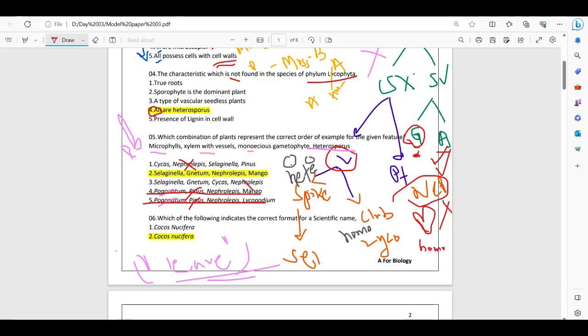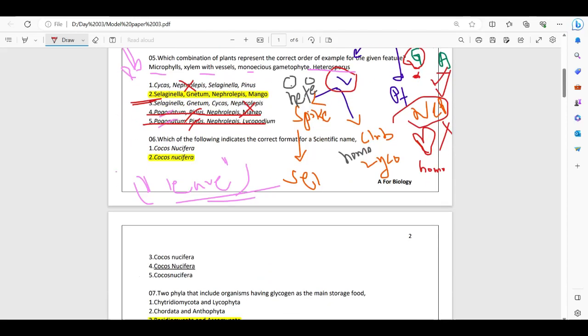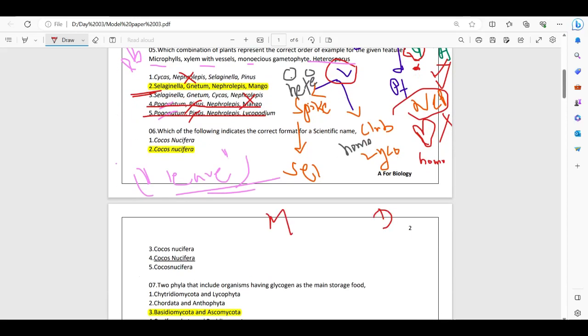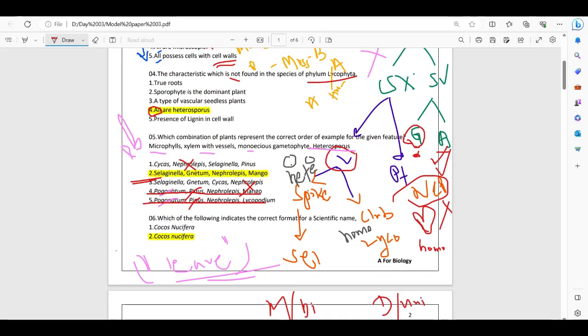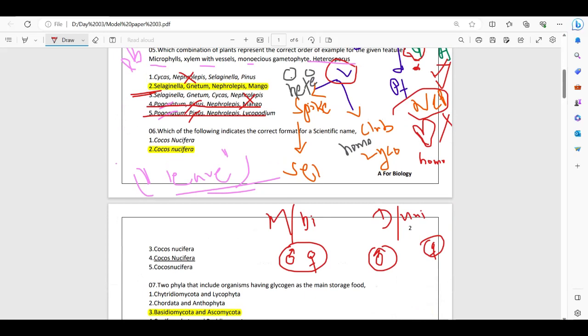Another very important thing I wanted to mention through this question was the words monoecious and dioecious. Monoecious means bisexual, which means having both male and female parts together. Dioecious means unisexual, which means having two separate structures to carry male and female parts. These facts are very, very important. Selaginella has a monoecious sporophyte, which is their strobilus, where they have both microspores and megaspores. And Nephrolepis has a monoecious gametophyte, which means it has both male and female gametes present in the same plant.